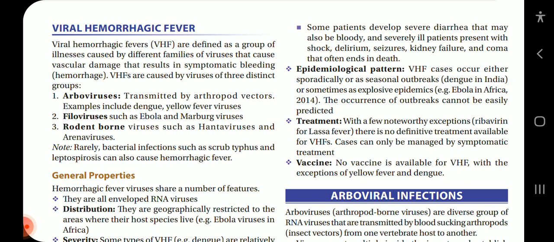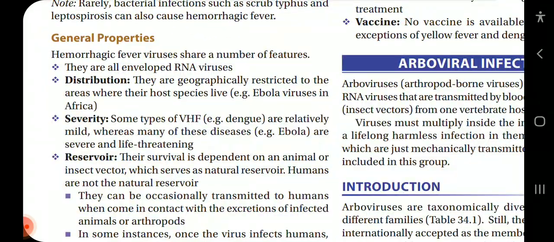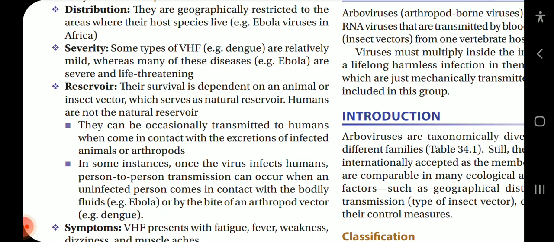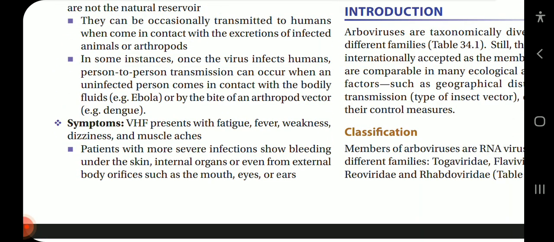General properties. Hemorrhagic fever viruses share a number of features. They are all enveloped RNA viruses. Distribution: they are geographically restricted to areas where their host species live, example Ebola virus in Africa. Severity: some types of VHF, example dengue, are relatively mild, whereas many of these, example Ebola, are severe and life-threatening. Reservoir: their survival is dependent on an animal or insect vector which serves as a natural reservoir. Humans are not the natural reservoir. They can be occasionally transmitted to humans when they come in contact with excretions of infected animals or arthropods.